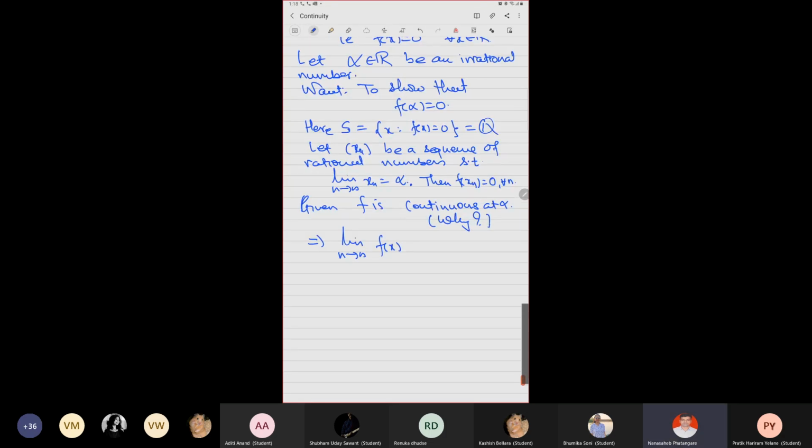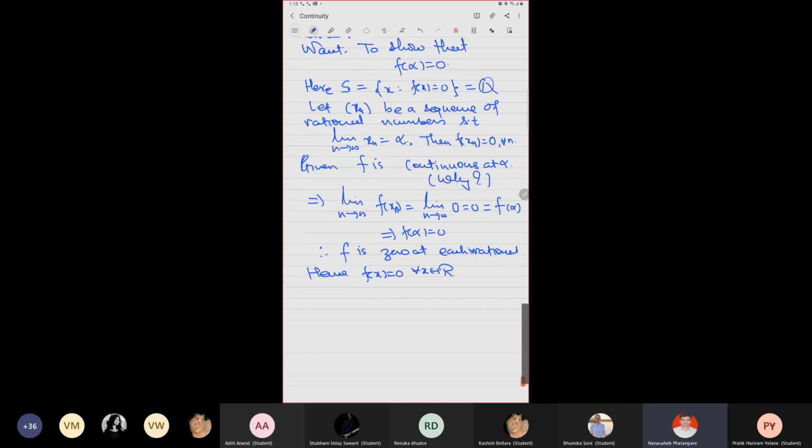So the limit as n tends to infinity of f of xn: each f of xn is 0, so the limit as n tends to infinity of 0 is 0. But by the sequential criterion, it should be f of alpha. That means f of alpha should be 0. Because xn converges to alpha, f of xn must converge to f of alpha. Right? Therefore, f is 0 at each rational and each irrational. Hence, f of x is 0 for every x in R.